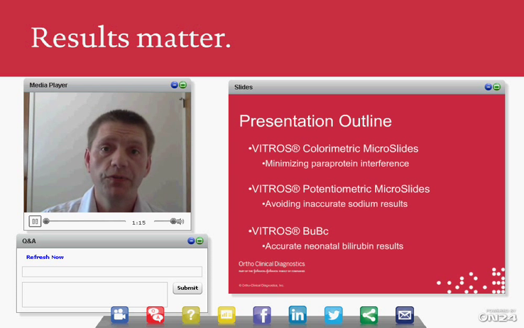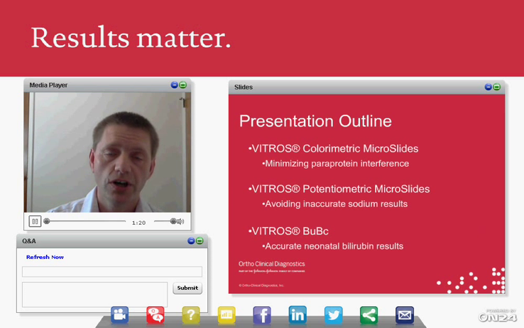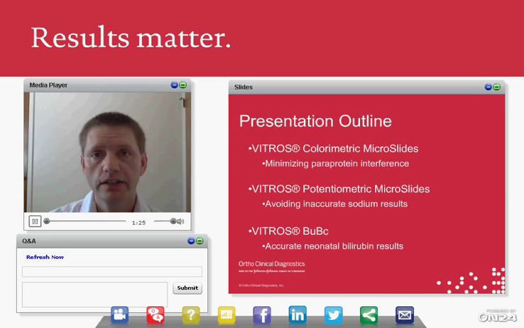Okay, so what I'm going to be focusing on today is VITROS Microslide technology. I'll be talking about three general sections. The first one will be colorimetric slides for VITROS, but as part of that I'm going to give a background on the VITROS Microslide technology. The focus of this section after the background will be on paraprotein interference, what it is, where it comes from, what assays are affected by it, and how it's minimized using the VITROS Microslide technology.